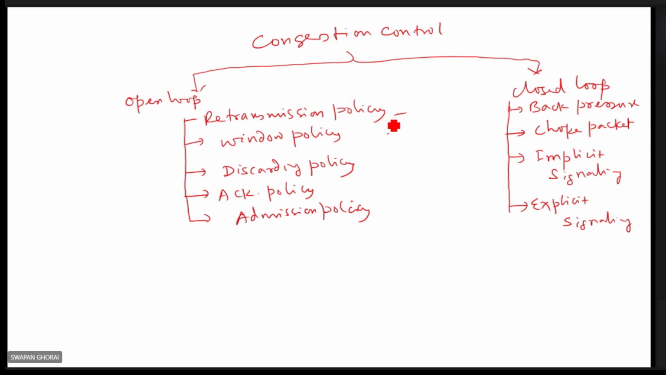Right. Now, in the case of window policy, that we have seen. Window policy is here: Go-Back-N ARQ window and selective repeat window. In that case, we have seen that the selective repeat window is better than the Go-Back-N window for congestion control. So that policy can also be considered. Selective repeat window can be considered for congestion control instead of Go-Back-N window.